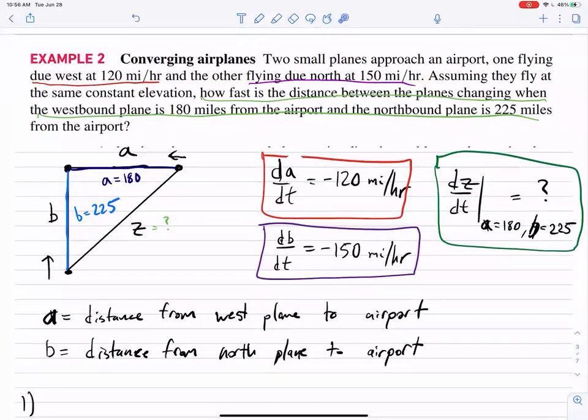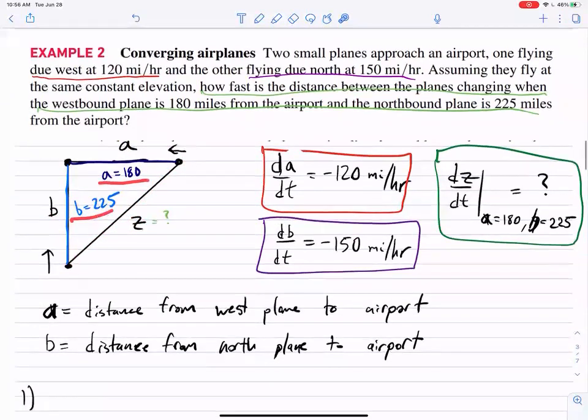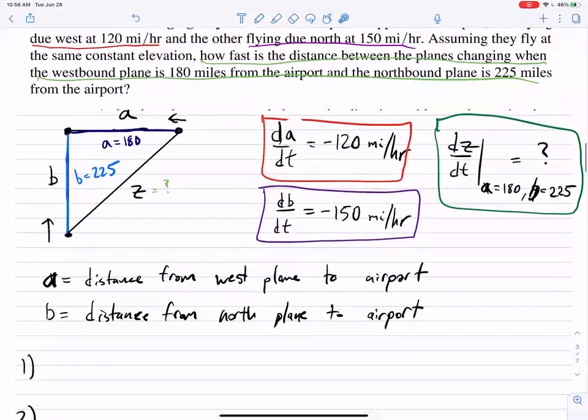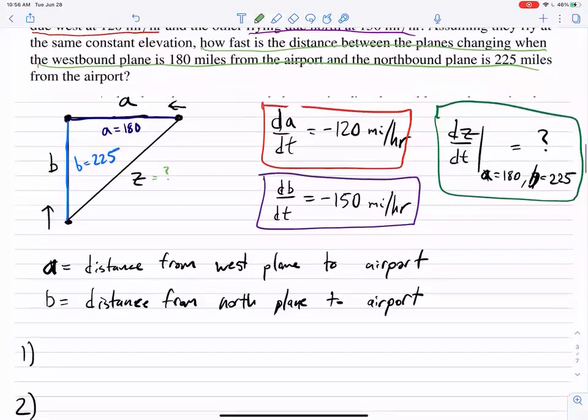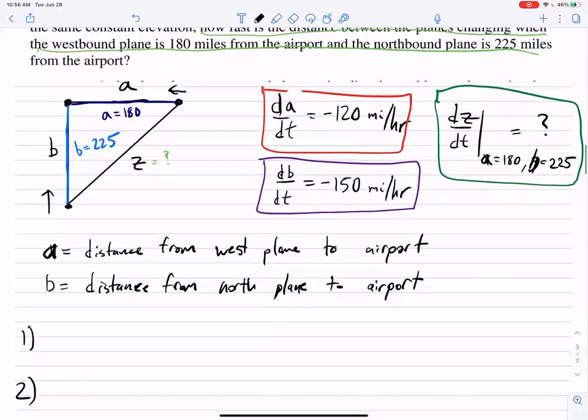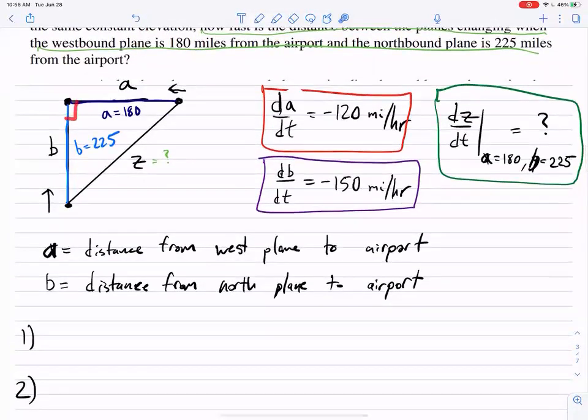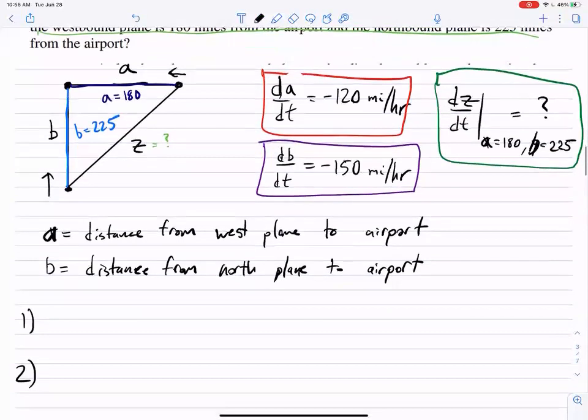So now that we've labeled the picture, we have some variables. We know what we want. We want to know how this quantity z is changing when that quantity is 180 and that quantity is 225. And we know how that's changing and how that's changing. So what is the relationship between these three quantities? Well, it's a right triangle, and so it's the Pythagorean theorem, right? So z squared equals a squared plus b squared.